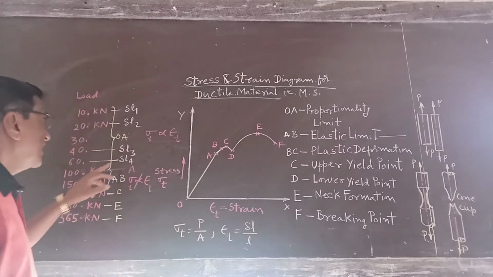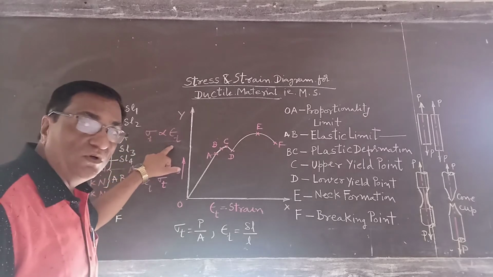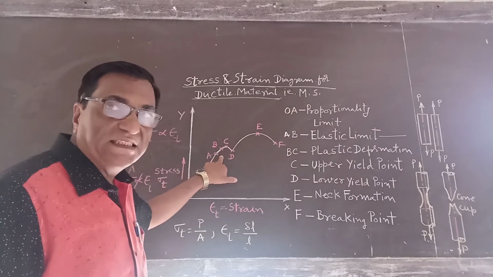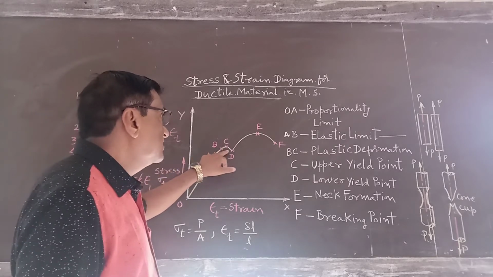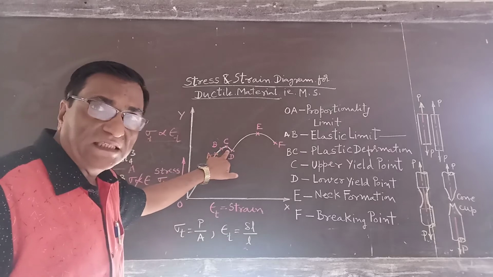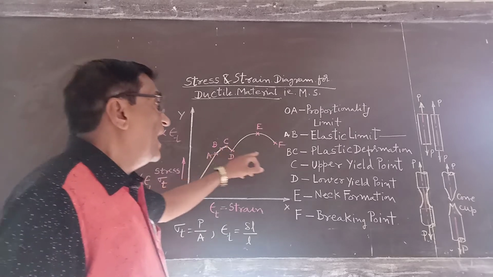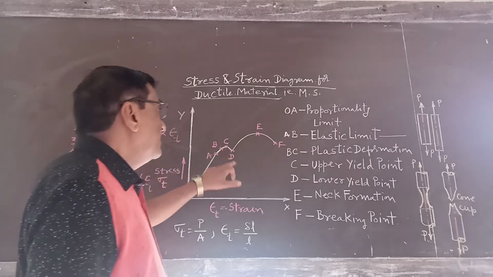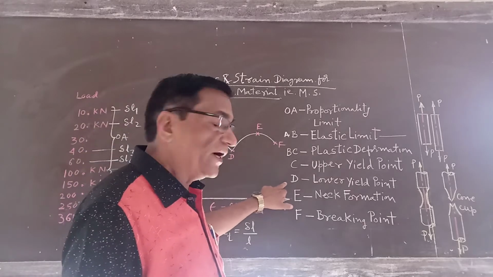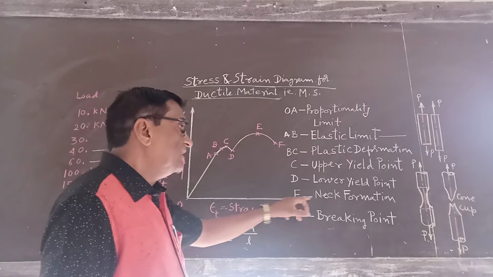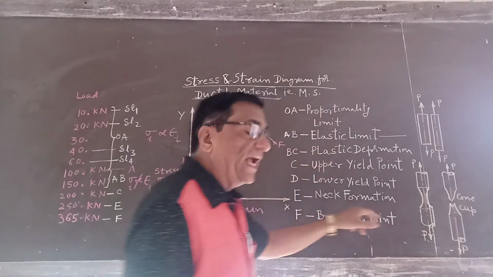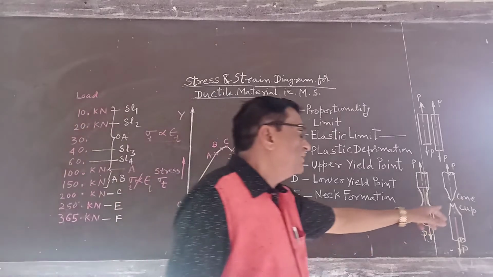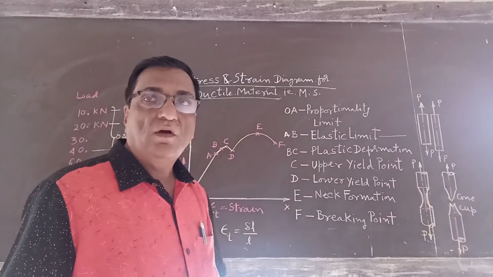In this, stress is proportional to strain. Then AB is the elastic limit. BC is the plastic deformation. C is the upper yield point, and D is the lower yield point. E is the neck formation, and F is the fracture of the material with cup and cone formation.